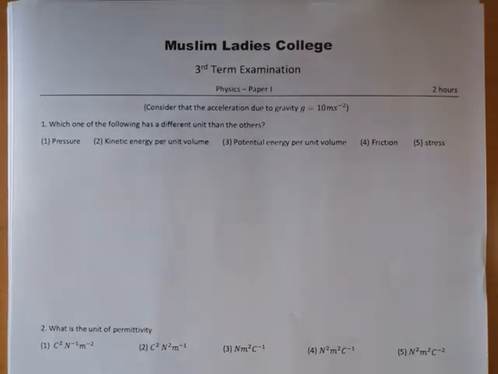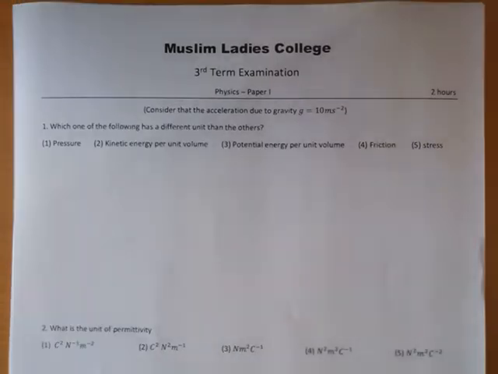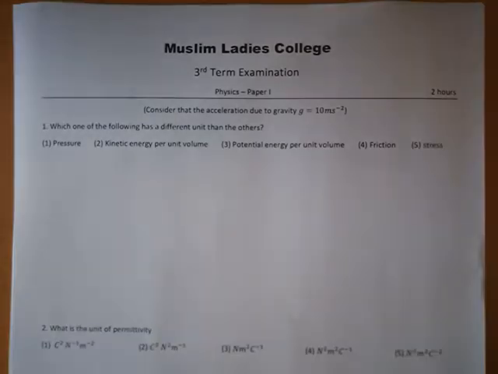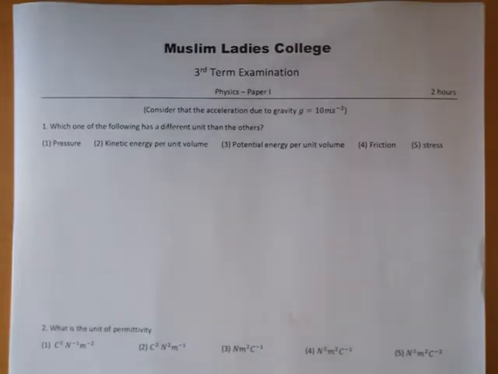Hi, in this video I will discuss question number 1 to 25 in your third term physics MCQ paper. Well, so let's start with question number 1. Which one of the following has a different unit than the others? Pressure, kinetic energy per unit volume, potential energy per unit volume, friction, stress.